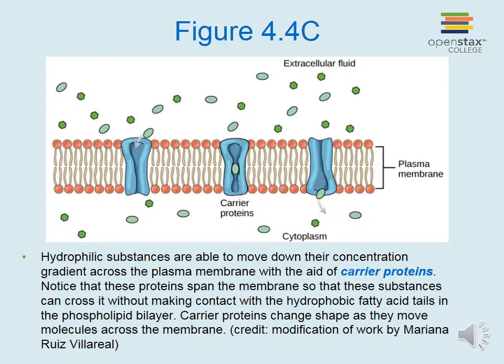Hydrophilic substances are able to move down their concentration gradient across the plasma membrane with the aid of carrier proteins. Notice that these proteins span the membrane so that these substances can cross it without making contact with the hydrophobic fatty acid tails in the phospholipid bilayer. Carrier proteins change shape as they move molecules across the membrane.